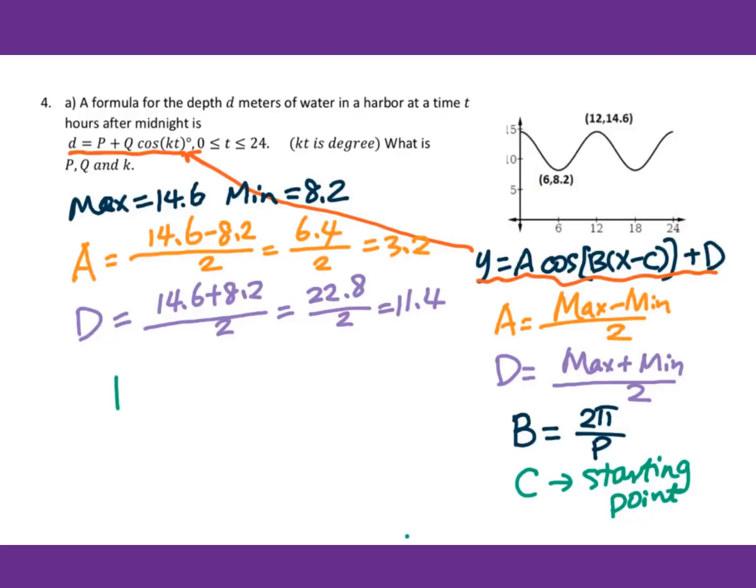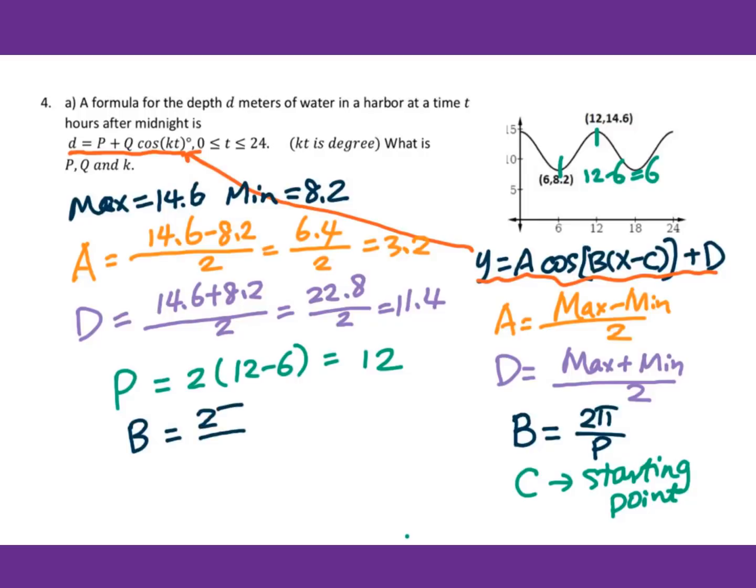Then we're looking for period this time. For period, this is a half period. 12 minus 6 equals 6. So you need to multiply by 2. 2 times 12 minus 6 equals 12. Therefore, B equals 2 pi over 12, which means pi over 6.